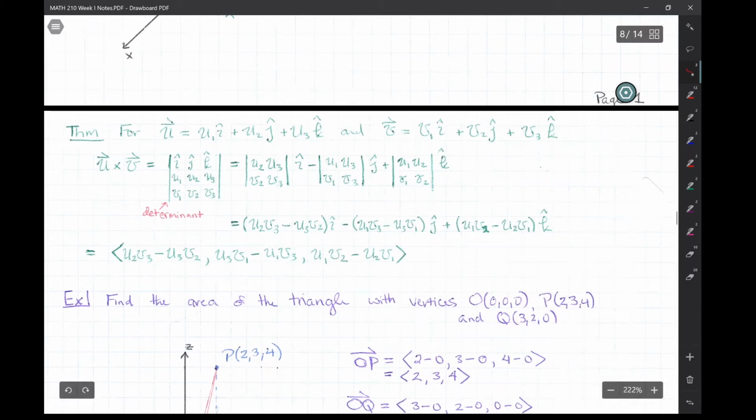And it works formally, even though it really doesn't make sense to plug in a vector like that. But for the purpose of just remembering and writing in a succinct manner, this would work. So let's take the determinant of this guy. You probably forgot how to take determinants of 3x3 matrices, no problem.